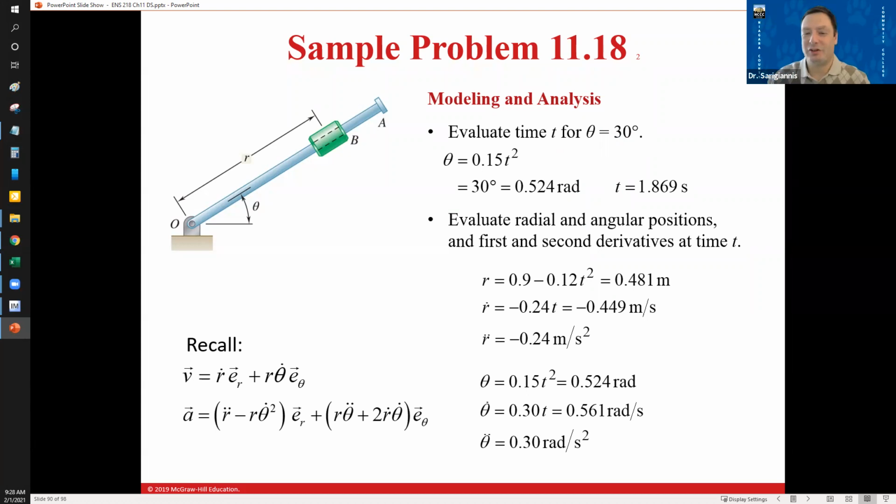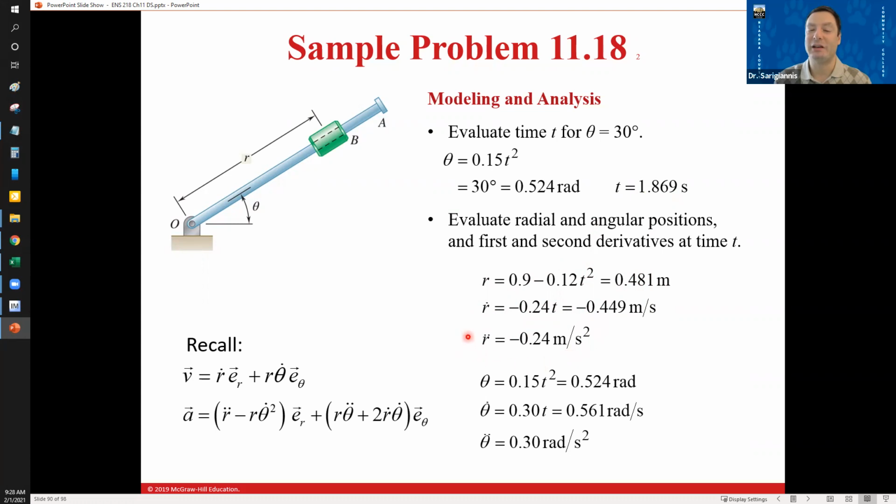Let's look at the position vectors. So you've got r. R is 0.9 minus 0.12 t squared. This was given, so you can figure out, at time equals 1.869 seconds, what that position is. And that's that position there. The first derivative of that position vector is this, so you can figure out the velocity at that time. And then your second derivative, notice it's constant with respect to time.